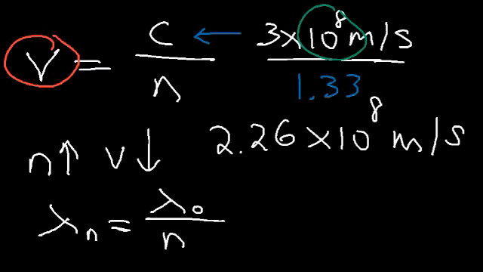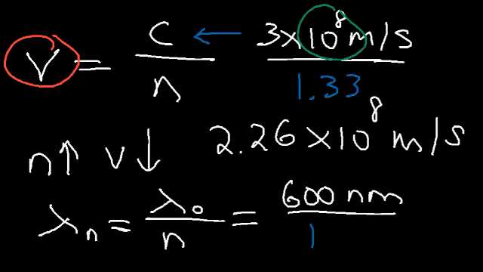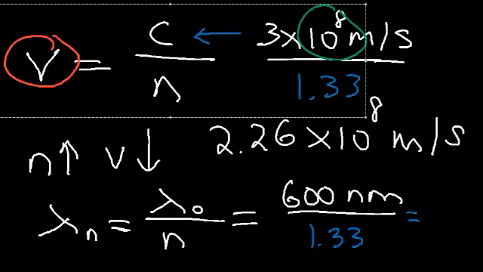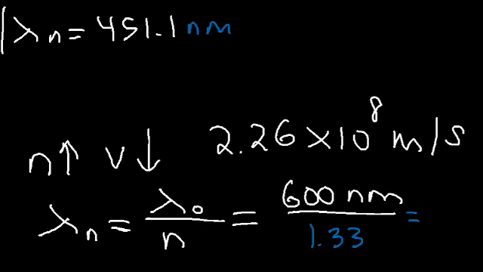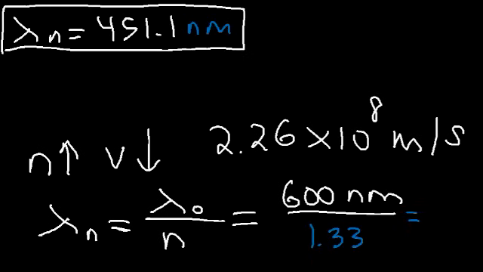So this time, let's choose the same wavelength that we had in the last example. That is 600 nanometers. So it's going to be 600 nanometers divided by the index of refraction for water, which is 1.33. And so we're going to get a wavelength of approximately 451.1 nanometers. So that's the wavelength of light in water. As you can see, the wavelength in empty space was originally 600, but now in water it decreased to 451.1.